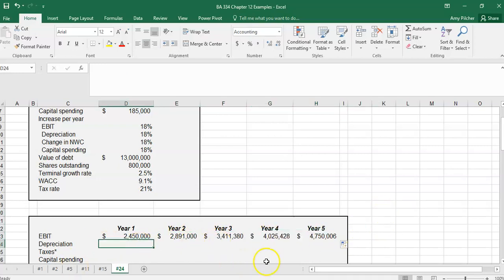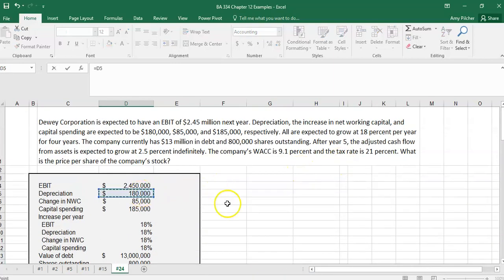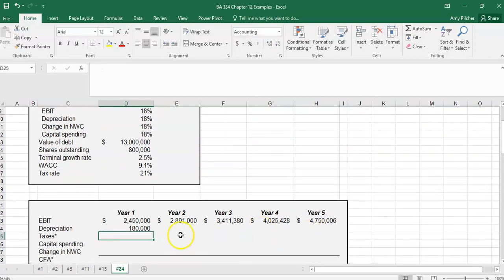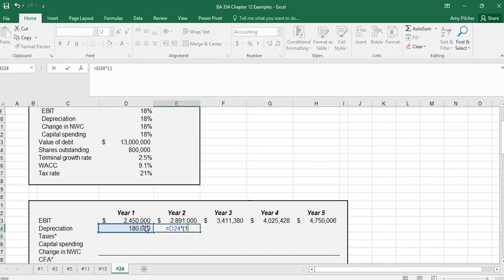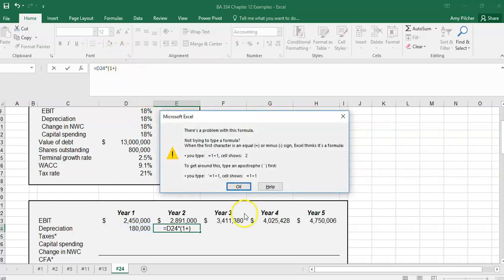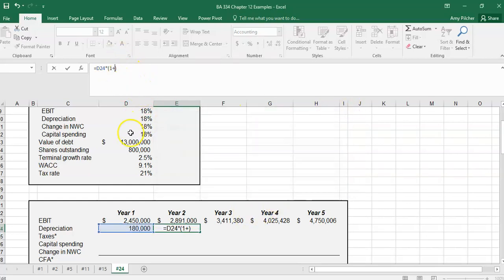Next is our depreciation. So in year 1, we expect depreciation to be 180,000. We expect that to increase by 18% each year. So very similar thing, year 1 times 1 plus our increase. Lock your increase cell. Depreciation. So copy that over.